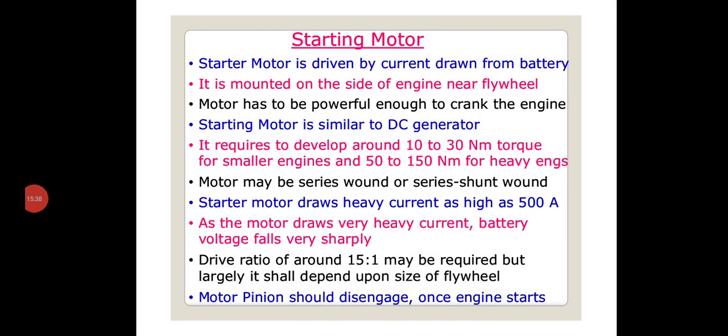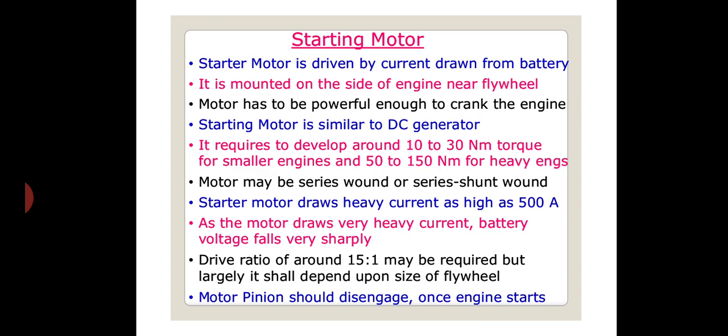Also, we have seen the starting motor. The starter motor is driven by the current drawn from the battery. It is mounted on the side of the engine near the flywheel. The motor has to be powerful enough to crank the engine, and the starting motor is similar to a DC motor. It is required to develop about 10 to 30 Newton meter torque for smaller engines and 50 to 150 Newton meter for heavier engines. The motor may be series wound or series shunt wound.